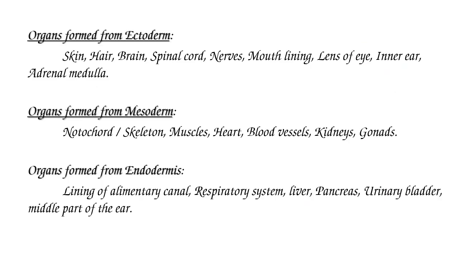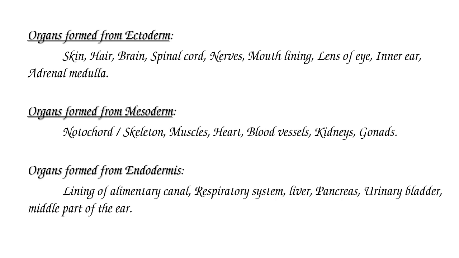So let's see the different types of organs which originate or differentiate from these embryonic layers or primary germ layers. The organs formed from the ectoderm: skin, hair, brain, spinal cord, nerves, mouth lining, lens of eye, inner ear, adrenal medulla. These are the organs developed from this ectoderm, and the organs formed from mesoderm: notochord or skeleton, muscles, heart, blood vessels, kidneys, gonads, that is testes and ovaries, are developed from the mesoderm layer of the embryo.